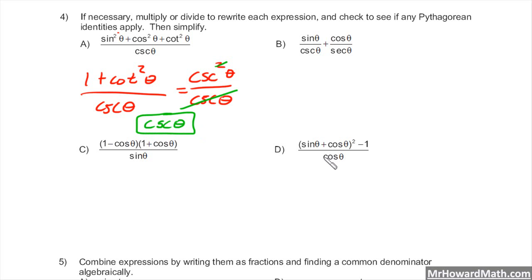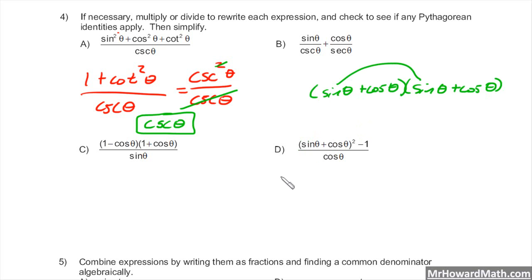Let's look at one other one. Look at D here. So we have sine theta plus cosine theta all squared, that whole quantity squared. Subtract 1 all over cosine theta. So I'm going to do some work up here. So we need to FOIL this out. So we have this sine theta plus cosine theta times that same quantity, sine theta plus cosine theta.